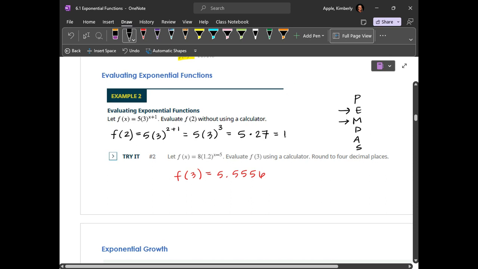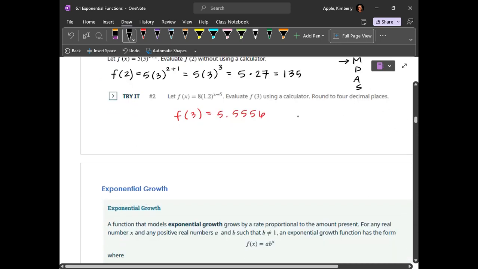is 135. But if you're not following the order of operations, sometimes you might do 5 times 3 and then do that to the third power. That's not going to work. And that stands for your calculator usage as well, because you can plug all this in, and your calculator may or may not follow the proper order of operations depending on what you're doing. So make sure that you're aware of what steps to take first.